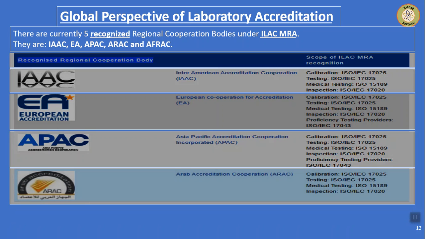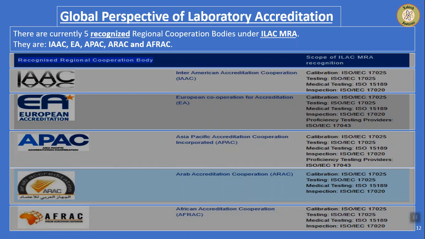ARAC is Arab Accreditation Cooperation, which is having its scope for calibration, testing, medical testing and inspection, and proficiency testing is not under their scope. Then the fifth one is AFRAC, which is African Accreditation Cooperation. For them also these 4 activities are in the scope, and proficiency testing is not included.